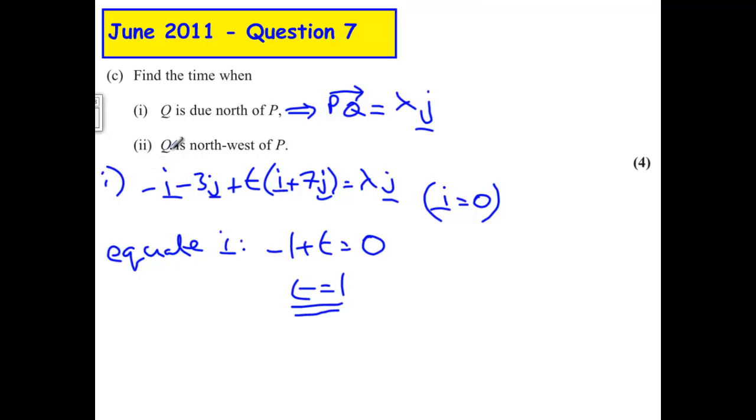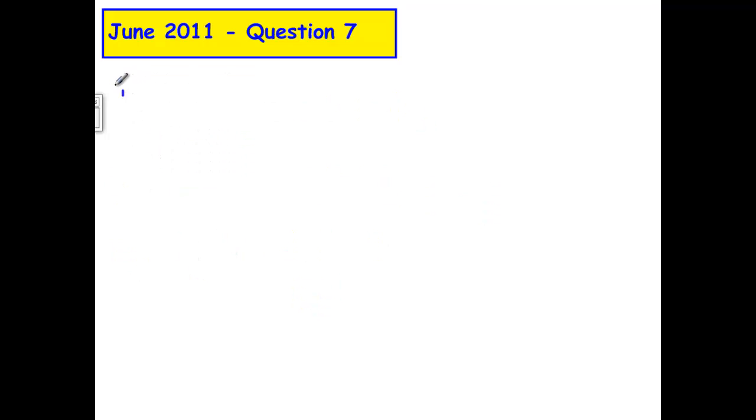Carrying on for part 2, we're going to do a similar thing, except it's slightly trickier now. Q is northwest of P. So if Q is northwest of P, so P is here, and we're going along this vector to get to Q, this is northwest, then we would be going along minus i and up j. So we're going back 1 and up 1 for every step, and that would give me a perfect northwestern bearing. So this angle here would be 45 degrees.